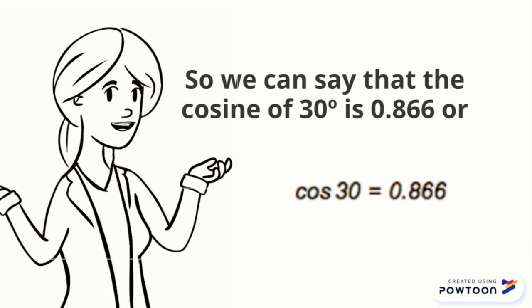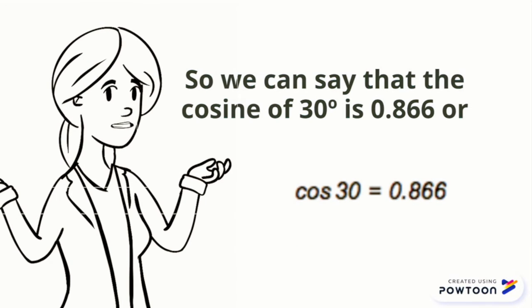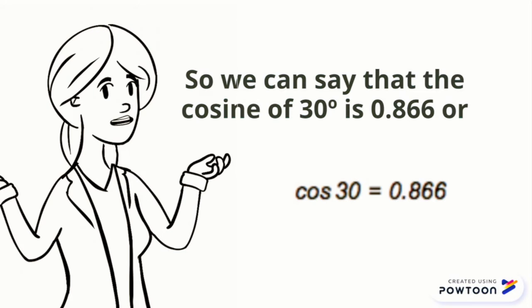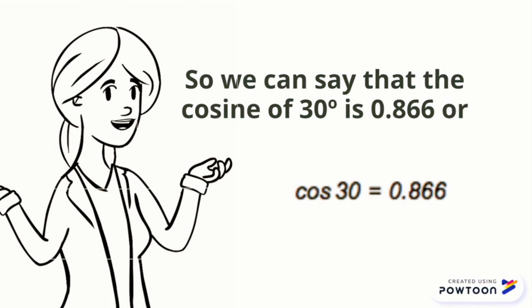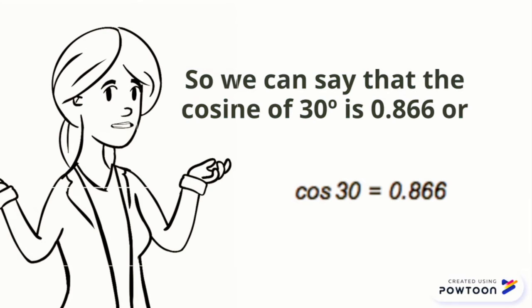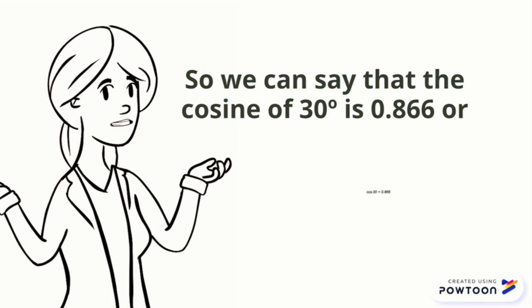Use your calculator to find the cosine of 30 degrees. It should come out to 0.8660 as above. If it doesn't, make sure the calculator is set to work in degrees and not radians.